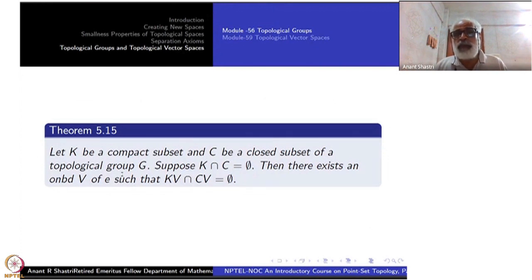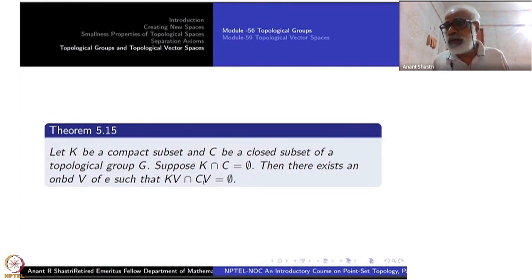That is just, but we can do better. Namely, there exists one single open neighborhood V of identity such that KV, that would be a neighborhood of K, that we know, right? KV intersection CV is empty. KV is a neighborhood of K, CV will be a neighborhood of C, because V is a neighborhood of identity. But these are quite large open subsets for that matter. But they contain K and C, and the intersection is empty. So such a neighborhood of identity I can find. So this is the claim. In particular, it will follow that K and C can be separated by open sets.